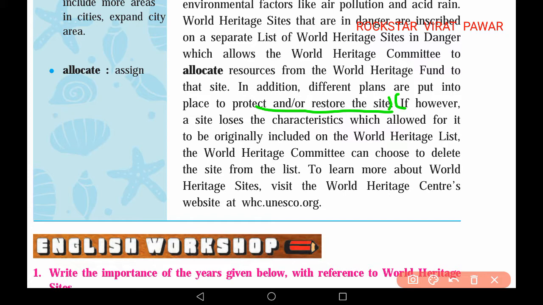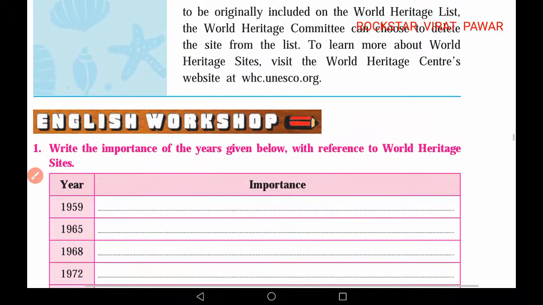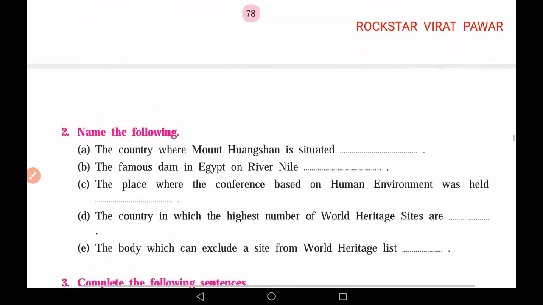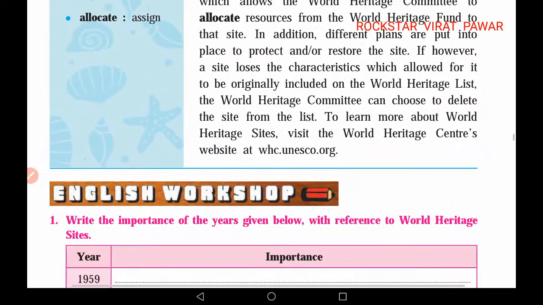To learn more about World Heritage Sites, visit the World Heritage Centre website at whc.unesco.org. In this way, we completed our World Heritage Site explanation session.